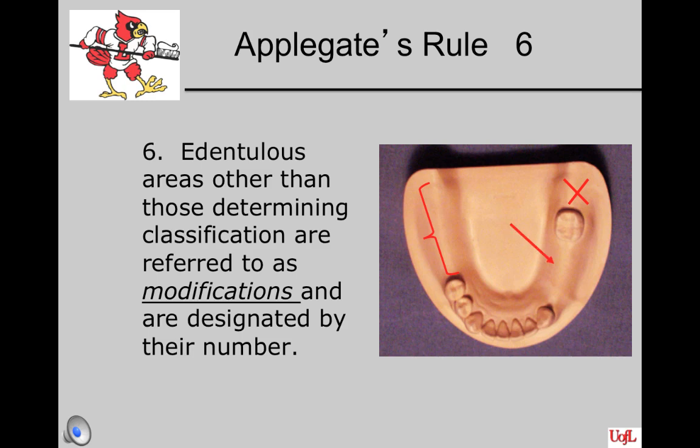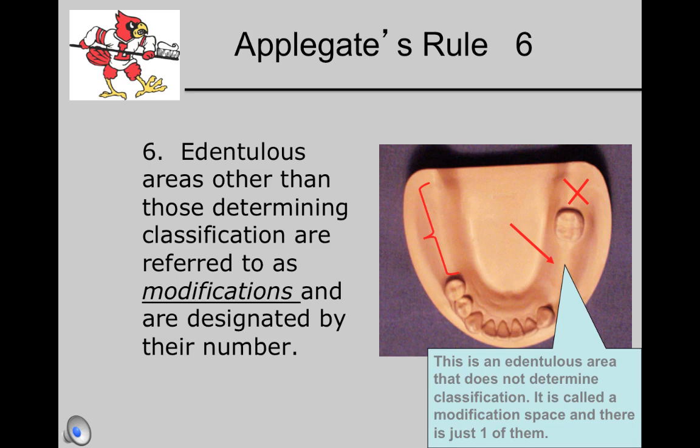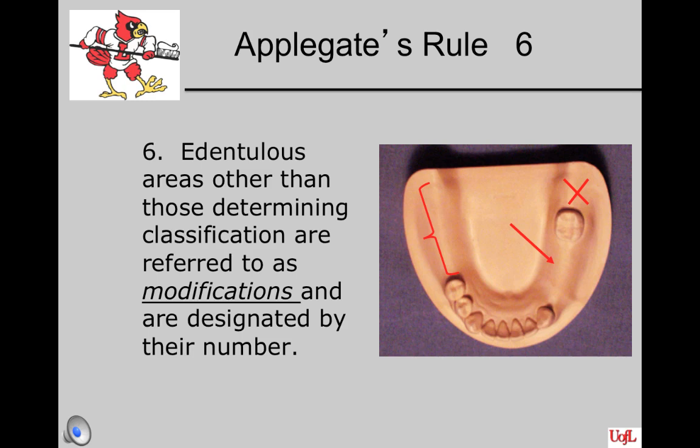Now we have that other edentulous area, and that other edentulous area was not one that determined our classification. Therefore, refer to it as a modification space, and it's designated by the number, and there's one of them. It's not by the number of teeth missing, it's how many other edentulous areas. So by proper definition, this would be a Kennedy Class 2 modification 1. Others might go even farther and say 1P, which is short for posterior, and you'd have an even clearer picture of what's missing in this arch.